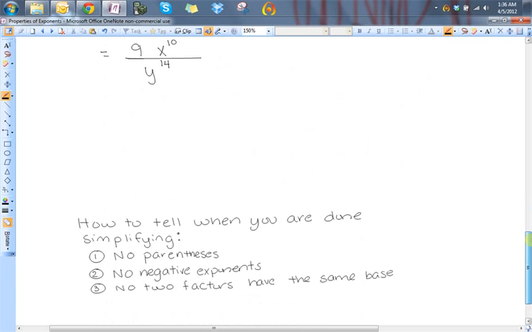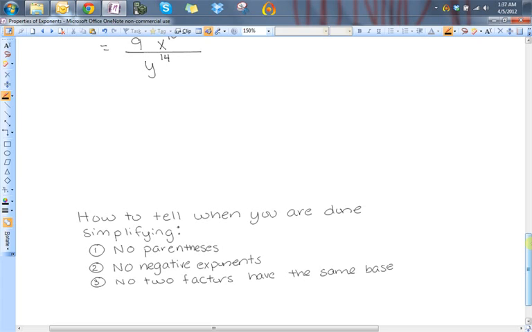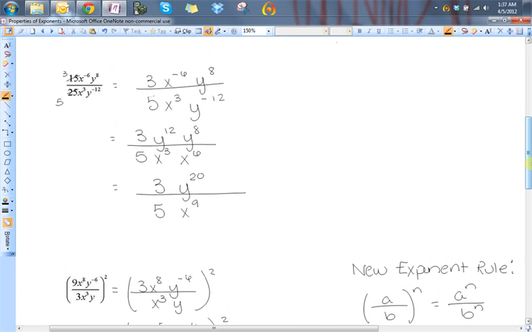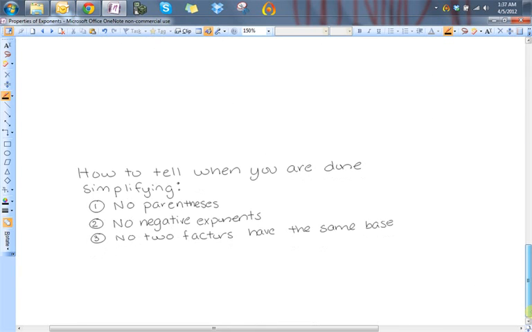Now I want to point out the ways to tell when you're done simplifying these expressions. A lot of students have trouble telling when they're done. For example, with this one here, a lot of students will stop at this point. They'll say, oh, I got rid of all my negative exponents, I'm done. Well, there are 3 things that need to be true for you to know that these expressions are completely simplified. The first 2 are real easy to check. No parentheses. It has to have no parentheses to be simplified. It can also not have negative exponents.